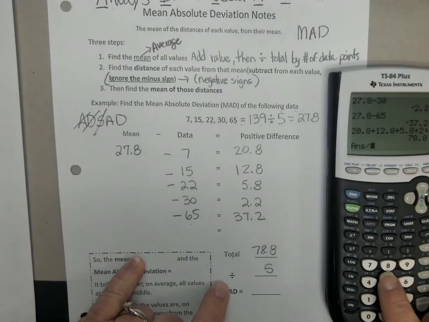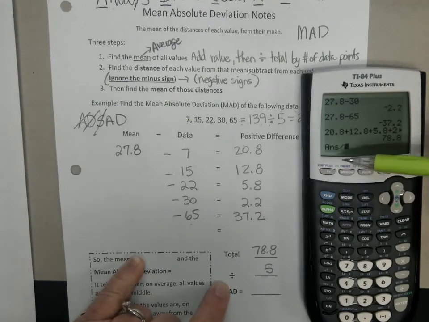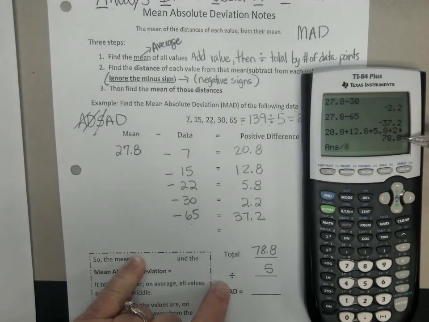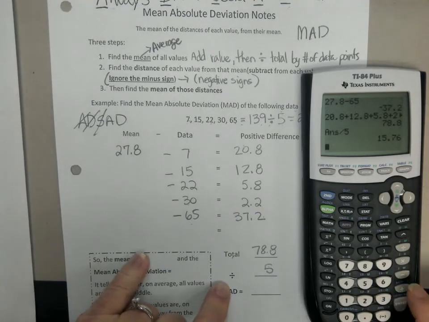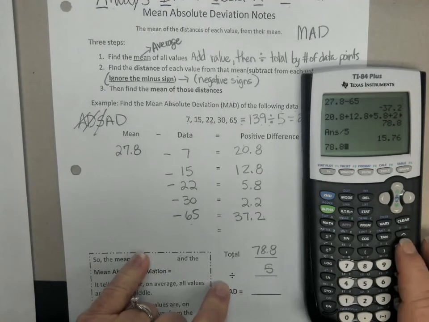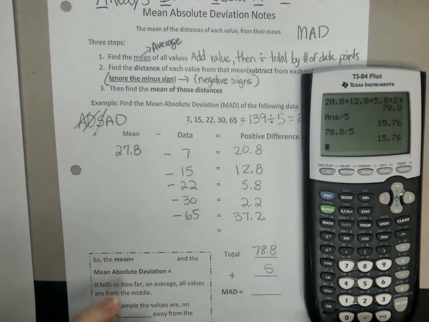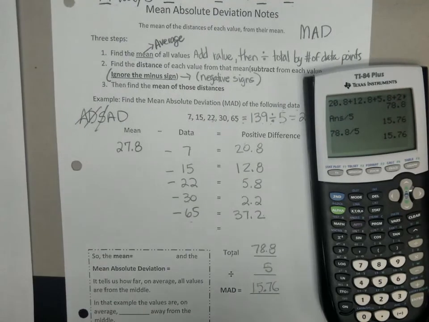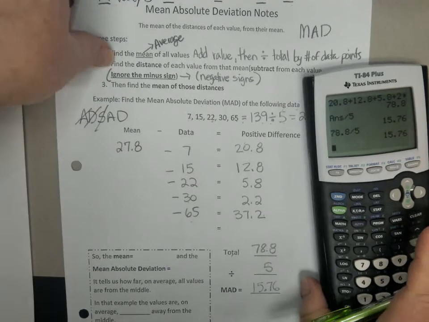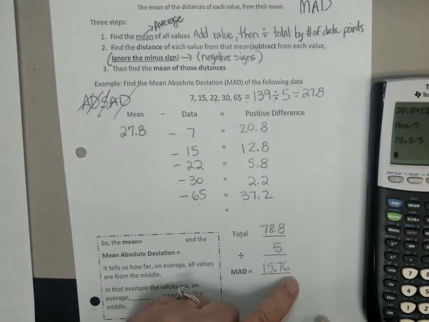I hit the divide by sign. Do you see how it says A and S? That means it took the last answer I had. You can do it that way, or you could have done 78.8 divided by 5, and I get the same number, 15.76. So I added and I divided, and that's my mean absolute deviation.